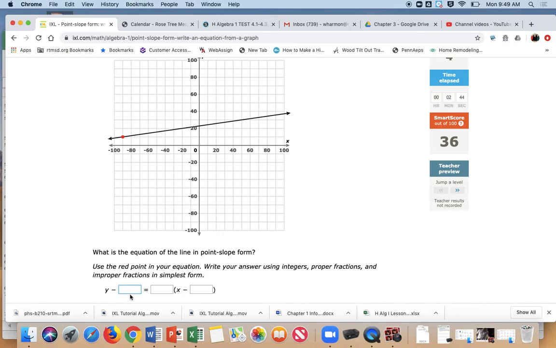Okay, let's do this last one here. So that's negative 90 and 10. So y corresponds to the 10, x corresponds to the negative 90. Now to find the slope, I have to find another point. So I'm going to find out that it goes through the corner of a box right there. That goes up 10 and over 10, 20, 30, 40, 50, 60, 70. So 10 over 70 is 1/7.